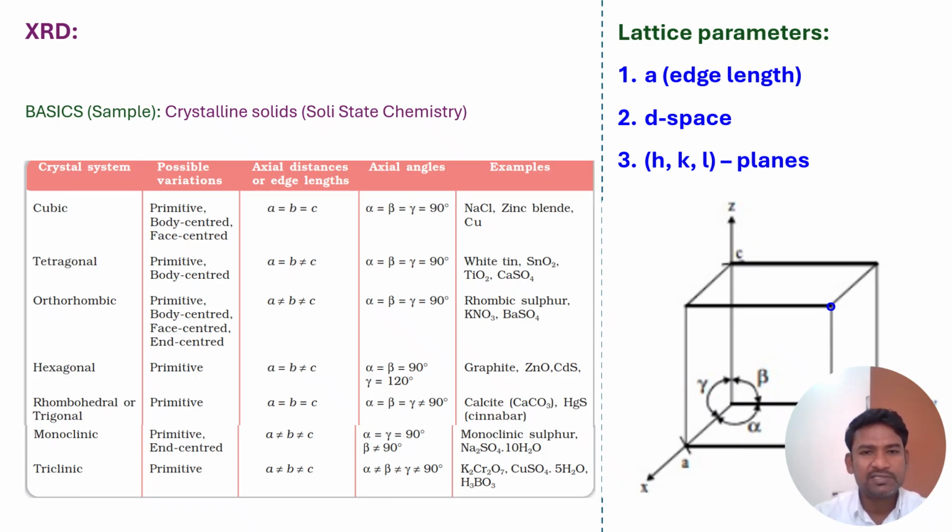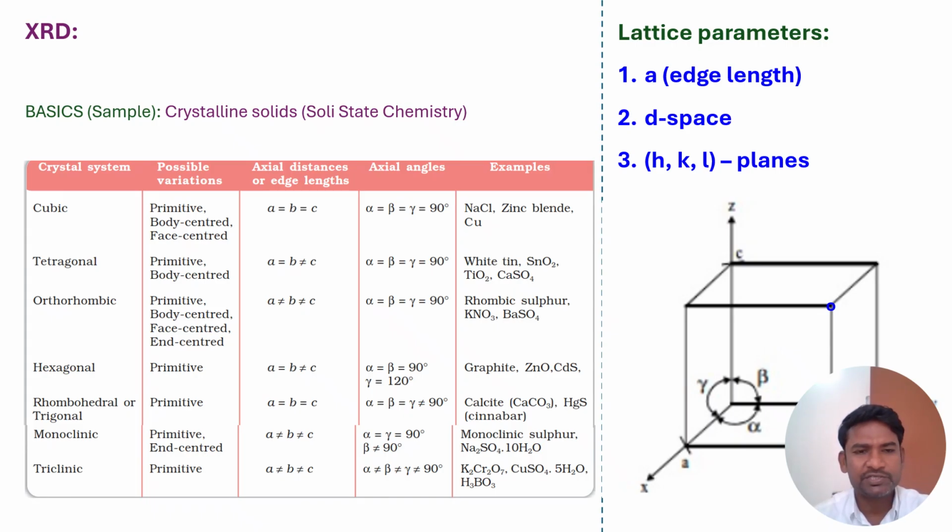And the interesting thing is the axial distances or edge lengths and axial angles and the respective examples. Let us go one by one. Say for example, if I take cubic, in the cubic these 3 variations are available. In that, all the edge lengths are equal, A is equal to B is equal to C. Similarly, alpha is equal to beta is equal to gamma is equal to 90 degrees. That is called the axial angle. And the best examples for this system are sodium chloride and zinc blende, even copper.